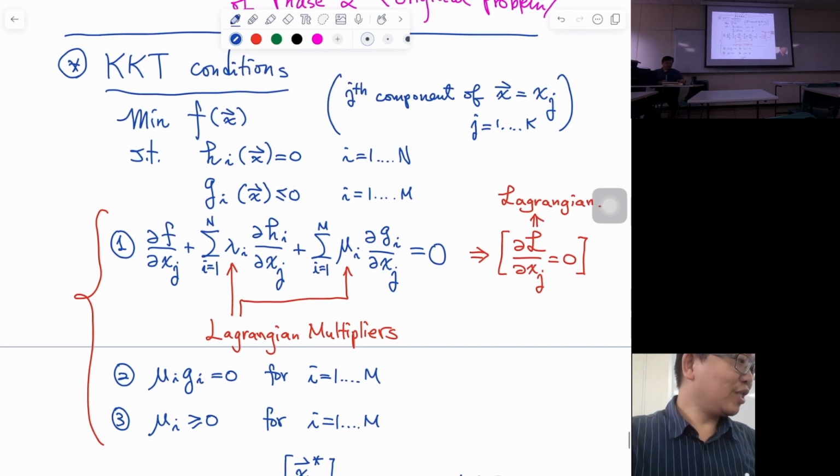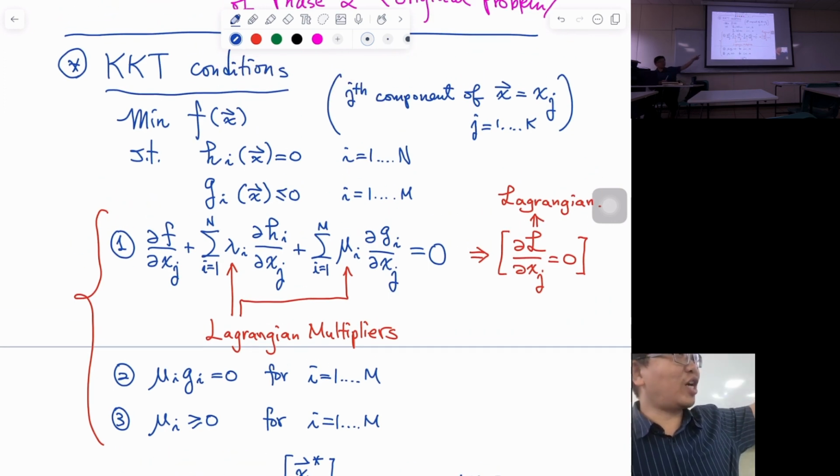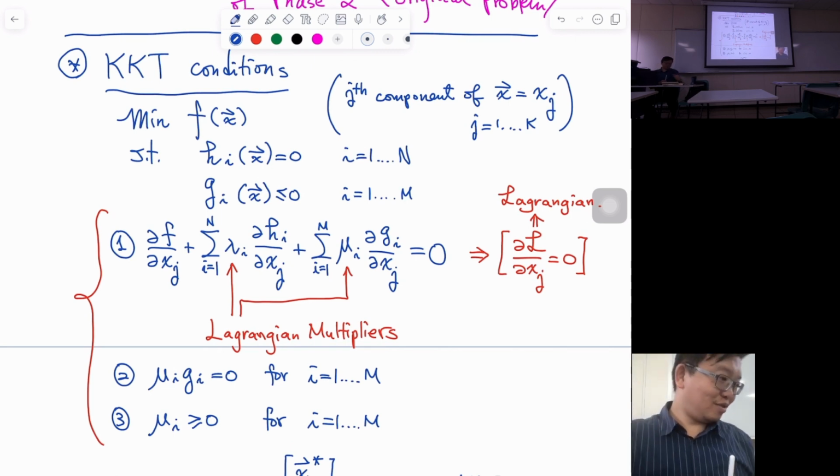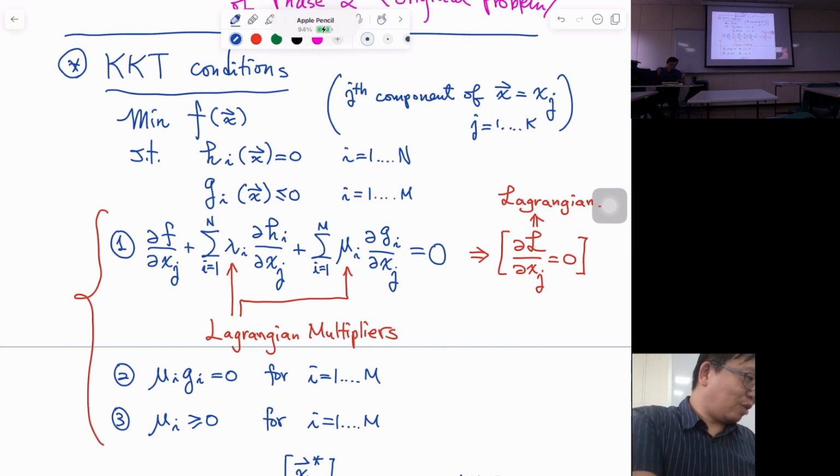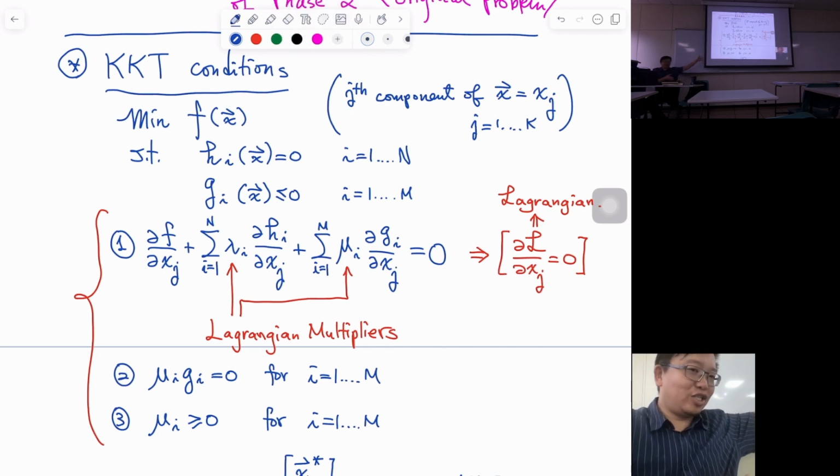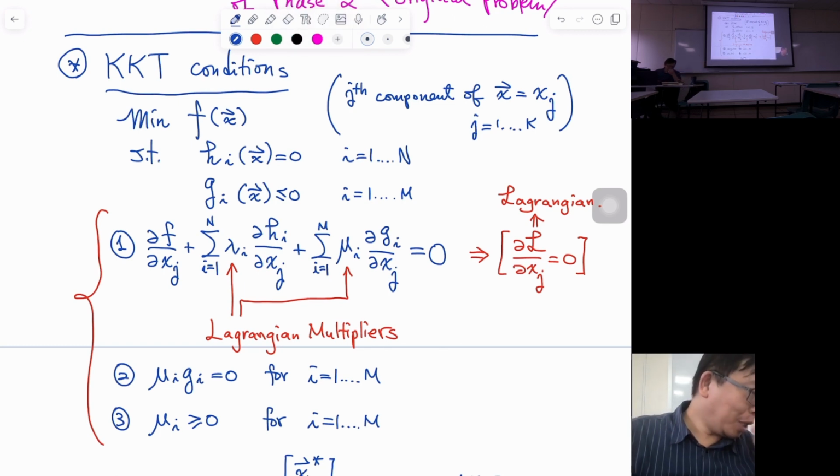If you're curious, you can actually use this to check our solutions from linear programming. The solution is supposed to satisfy the KKT condition as well. So if you are interested, you can do that.